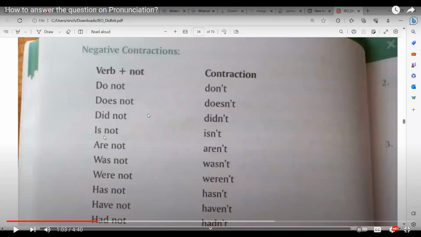It is not. I-S-N-O-T, not. So O is omitted. Instead of O, we are writing an apostrophe. Is it clear? Yes, ma'am. Okay. Now, Shruti, can you make a sentence with don't?